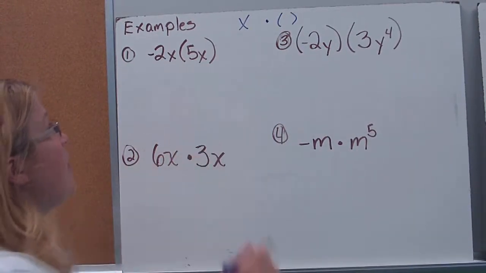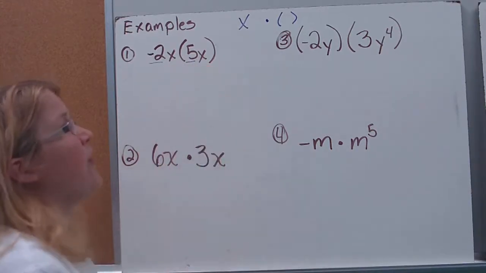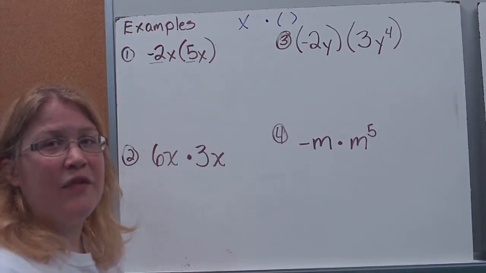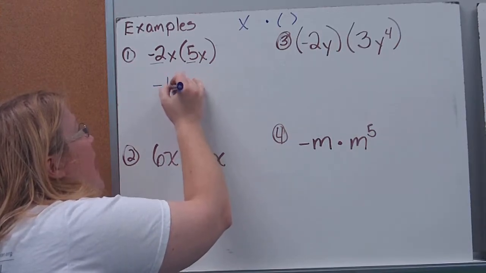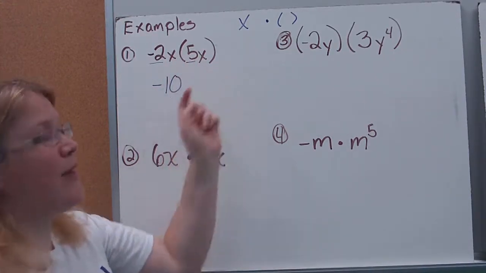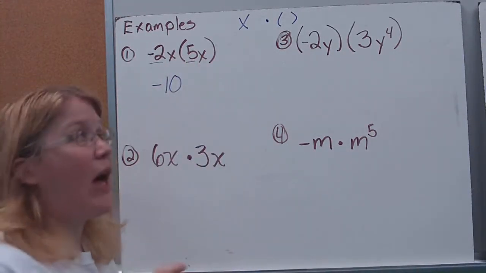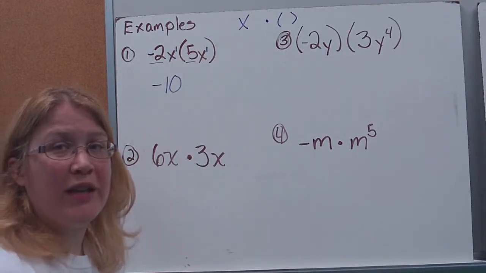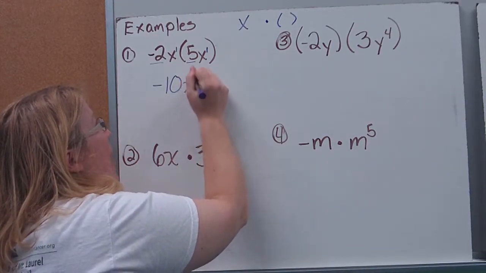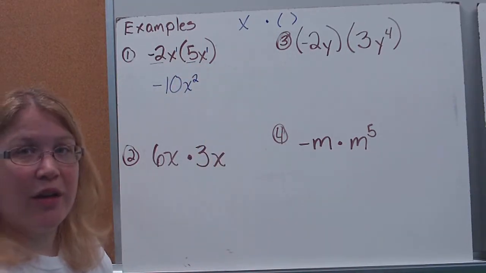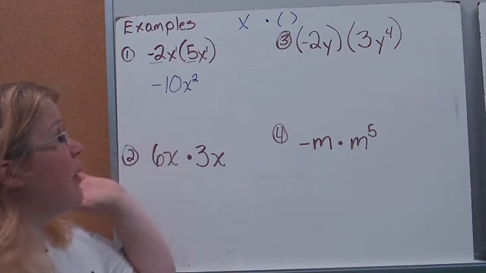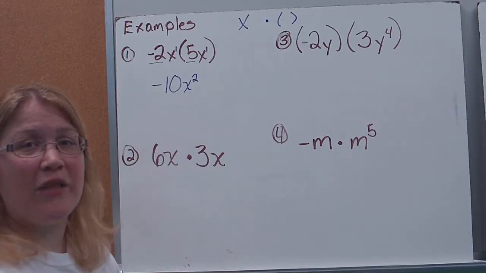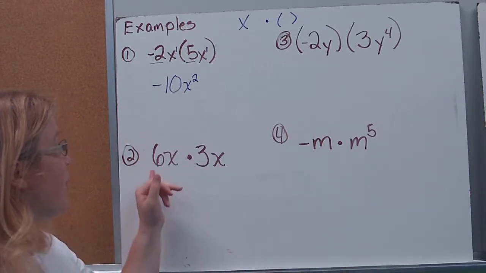So here, again, start with your coefficients. So just look at the numbers. Negative 2 times 5 is negative 10. Now remember, x times x. Remember that there's an implied 1 in each of those. 1 plus 1 gives me 2, or x to the second power, or x squared. So that's what you want to keep in mind. Nice and simple. Just multiply your numbers, multiply your variables using your exponent rules.